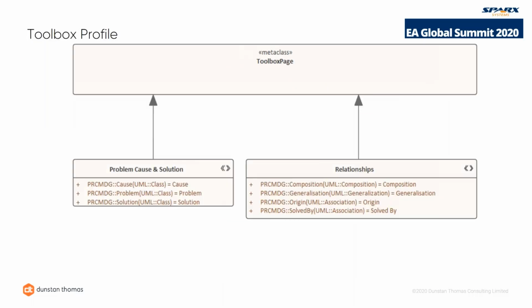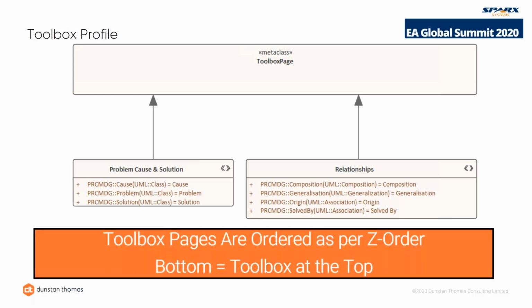So toolbox page, really, really simple, except, gotcha. How do you know where the order of the toolbox page is? That's a rhetorical question, by the way, for you. How do you know which one's going to appear at the top and which one's going to appear at the bottom? Well, the answer is, bizarrely, it's ordered as the Z order. The toolbox page with the lowest Z order is at the top.